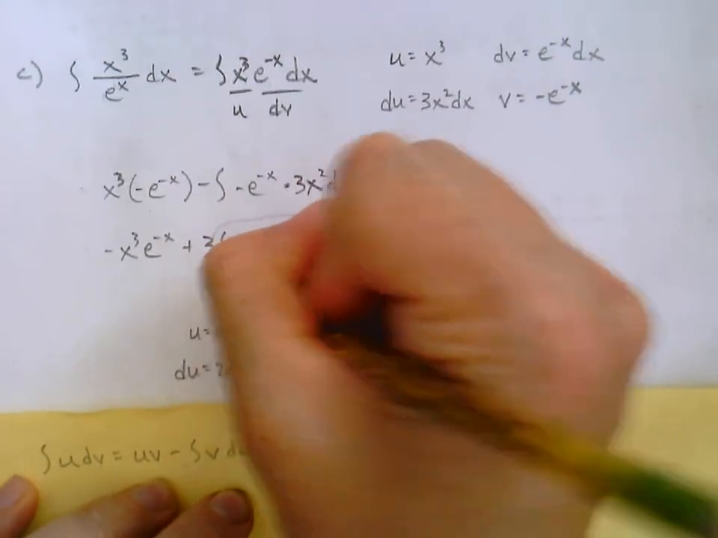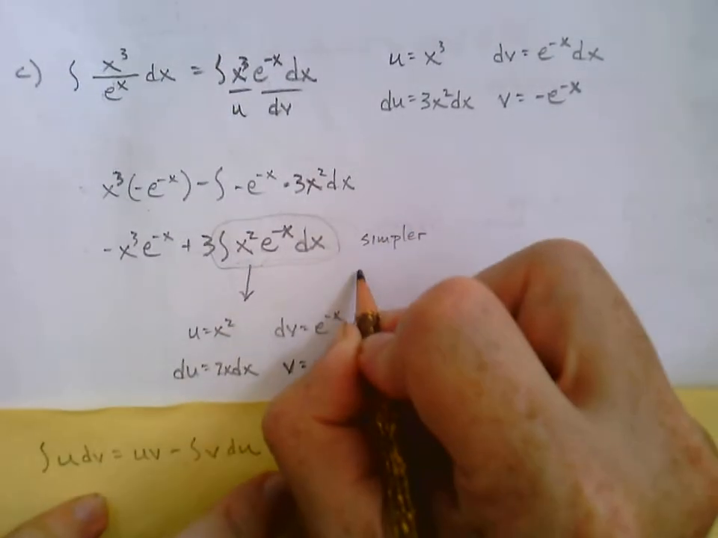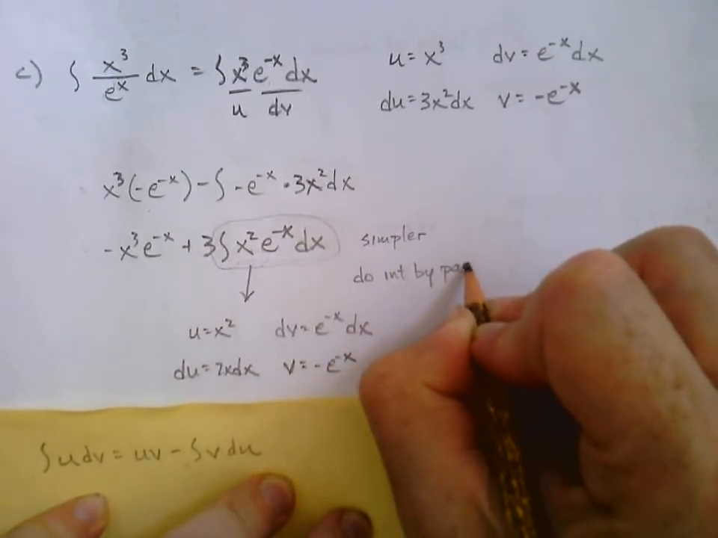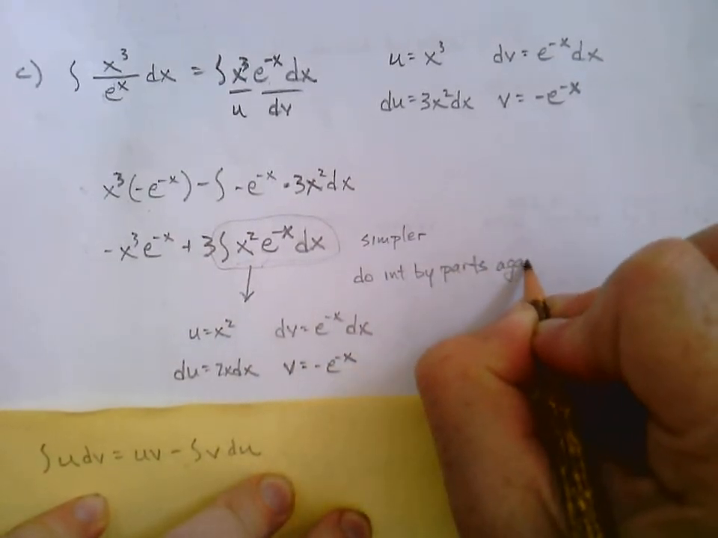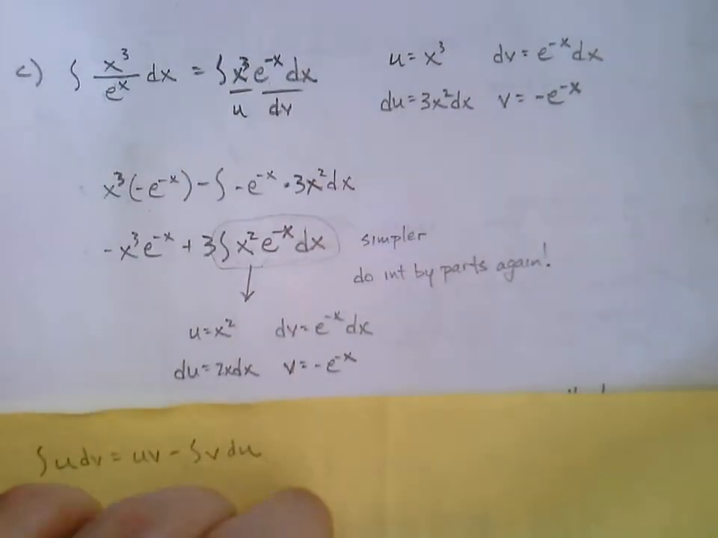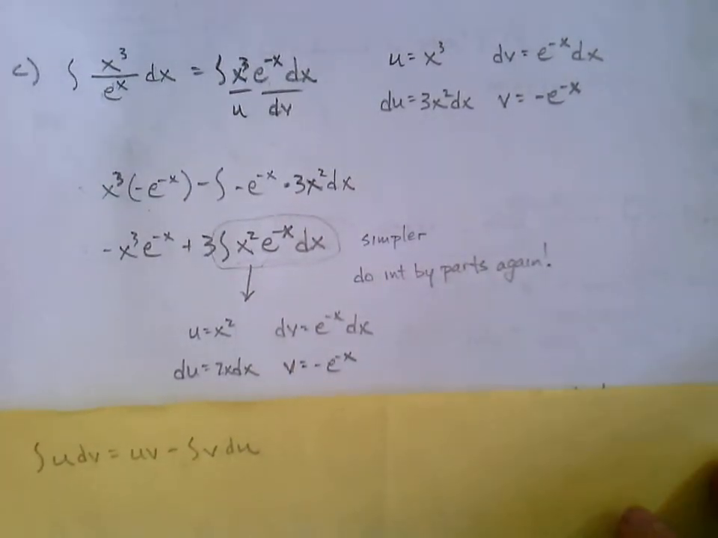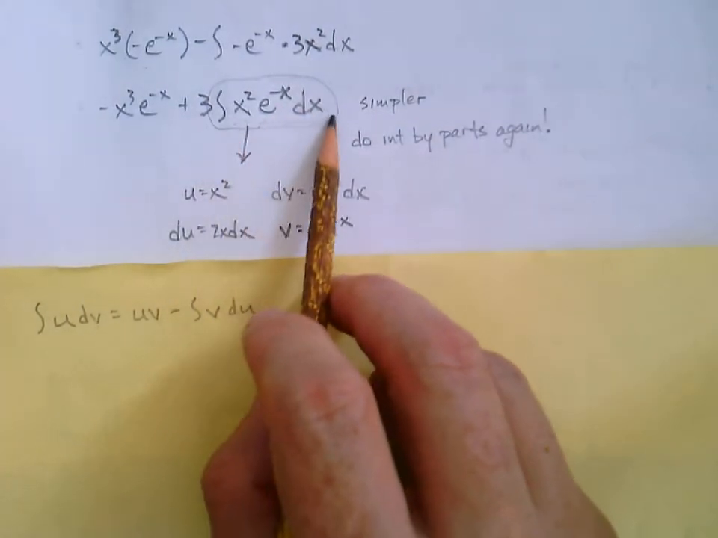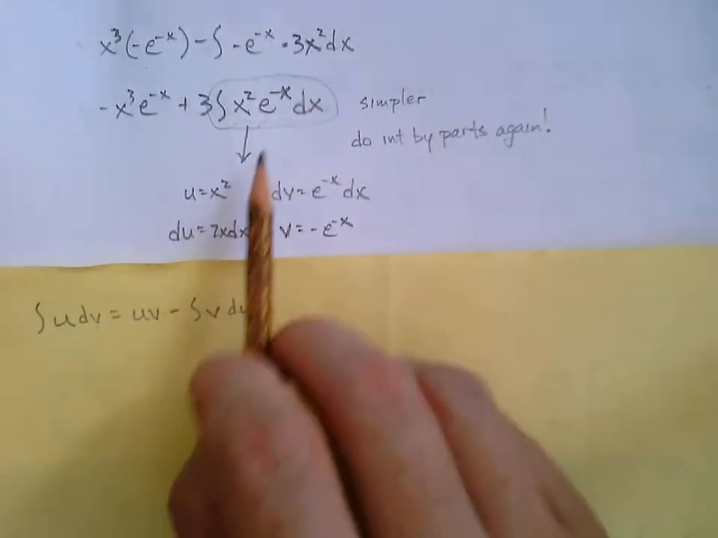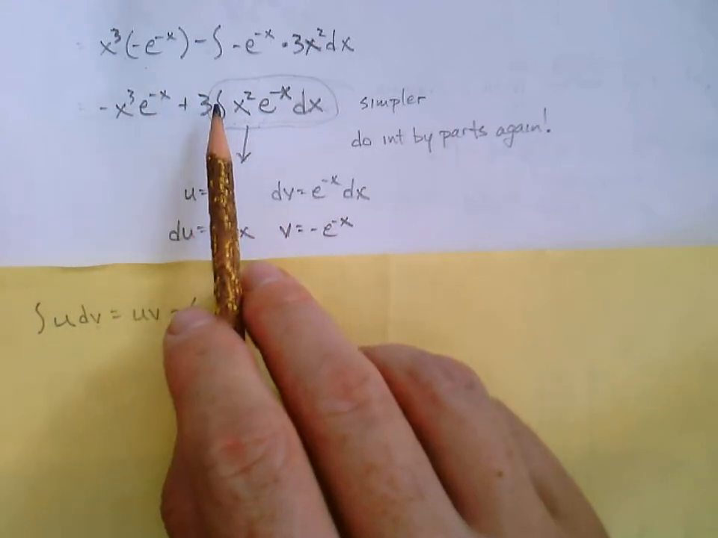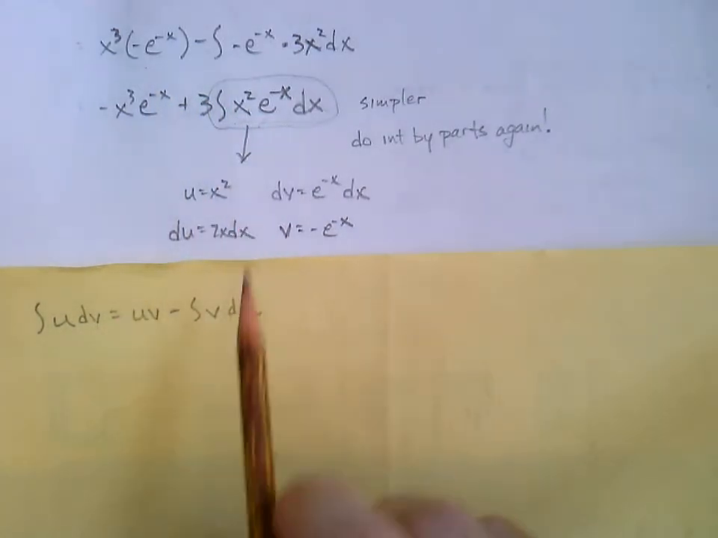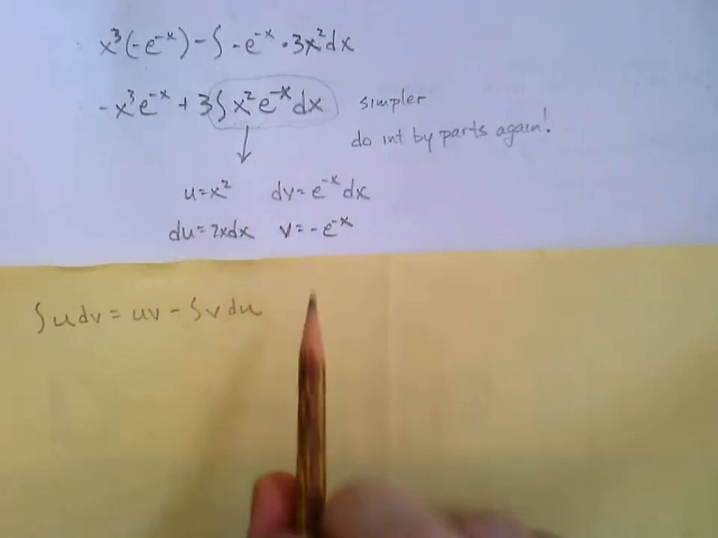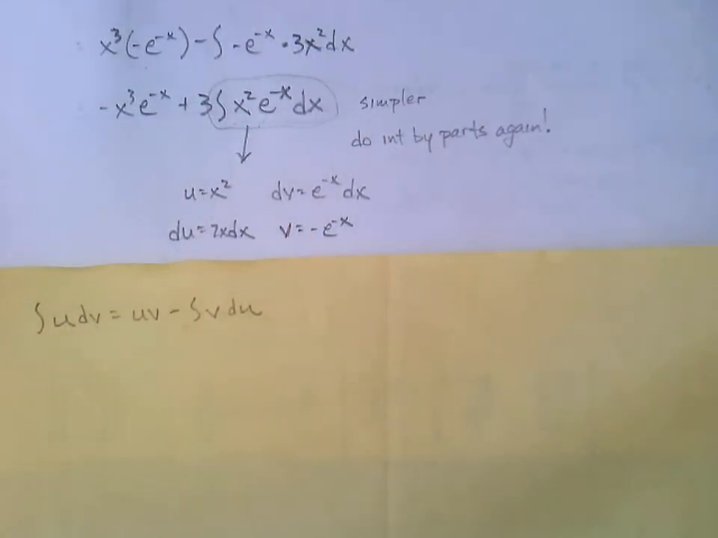See my arrow there? Do integration by parts again, a second time. So just focusing on this right here, and then we'll know our answer to that integral goes back into the larger picture. Here's what we're going to do. We're going to take u and v in the same way that we began.